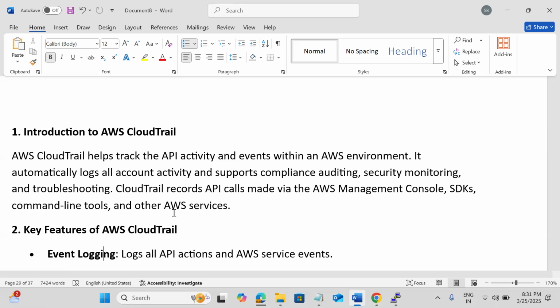What is CloudWatch used for? CloudWatch is used for monitoring purposes, whereas CloudTrail is used for auditing purposes, or all administrative events we can track from CloudTrail. Okay, and by default, we need not explicitly enable anything. It's going to log all the events automatically, either from the management console, or programmatically through SDKs, or from the AWS CLI, or from third-party tools like Terraform.